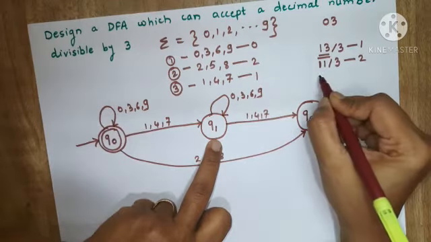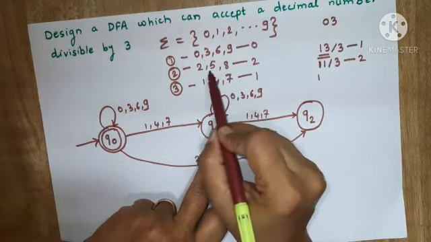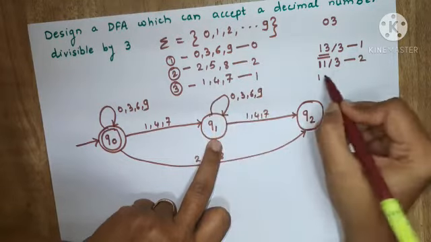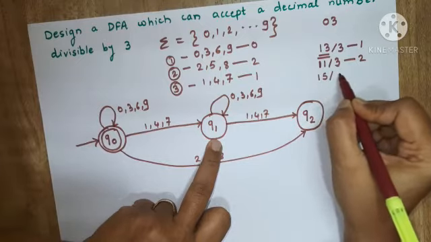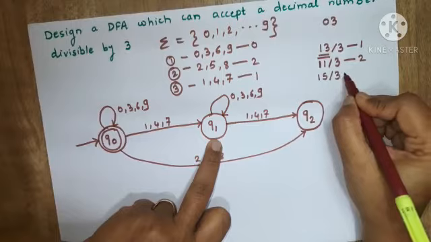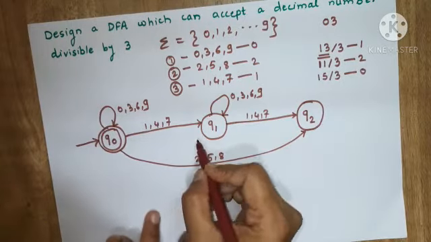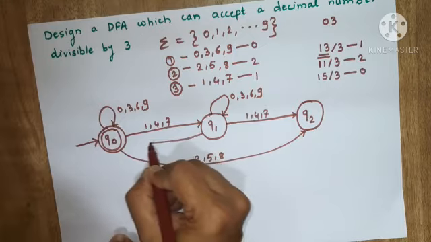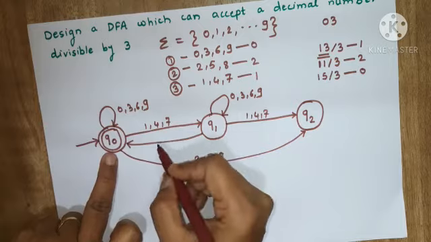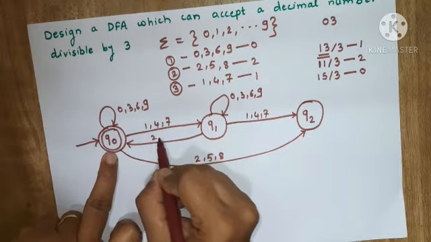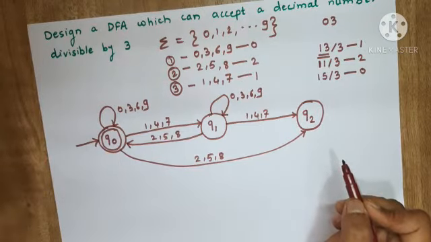Now I am in Q1 state, that is having a remainder of 1, and now suppose I am getting one of the digits from 2, 5 and 8. For example, suppose 15. So my number will become 15, and if I divide it by 3, I will get remainder 0. Okay, so that means for 2, 5 and 8, I have to show a transition to a state which is having remainder 0. So now transitions for Q1 are complete.